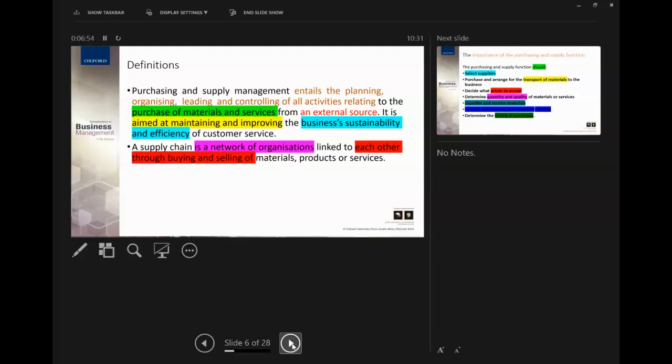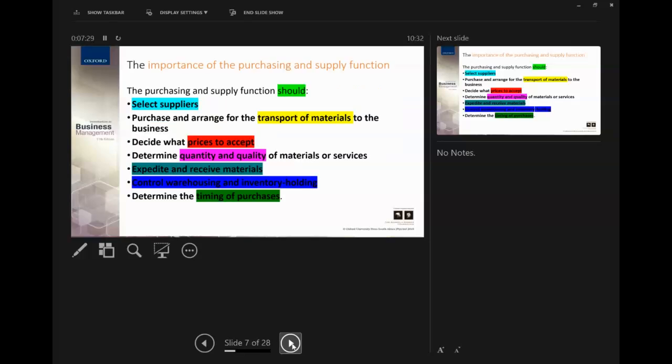How do those efficiencies come about? Ensuring that you have your materials as and when you need them, ensuring that there's a process in place for those things to be processed such that the product is ready when it needs to be, all right? And then going on, it also goes on to say supply chain is a network of organizations linked to each other through buying and selling of materials, products, and services. Okay, cool. Let's go on.